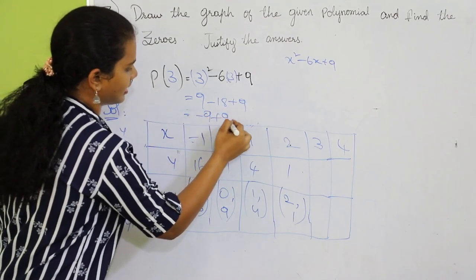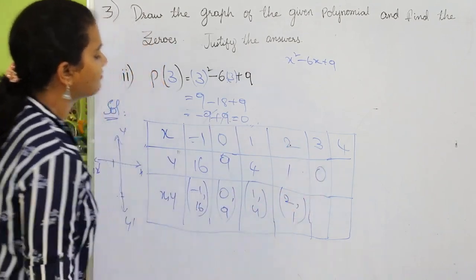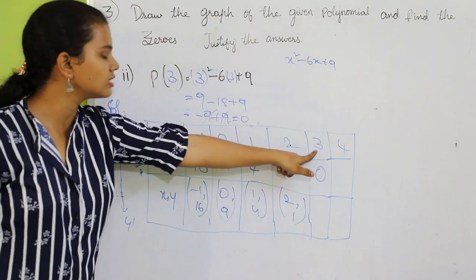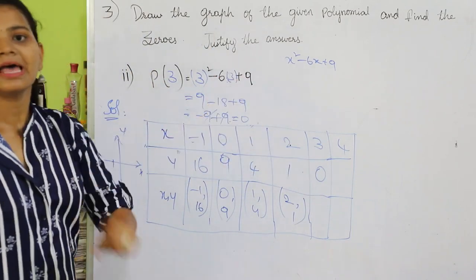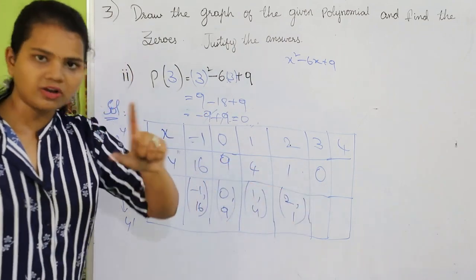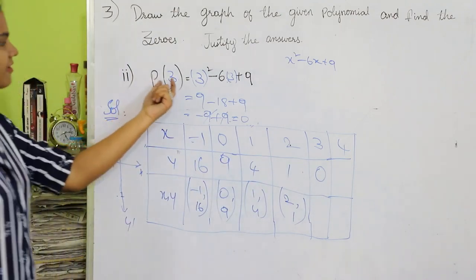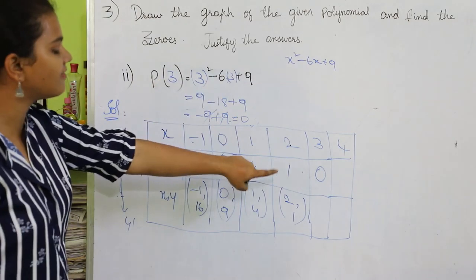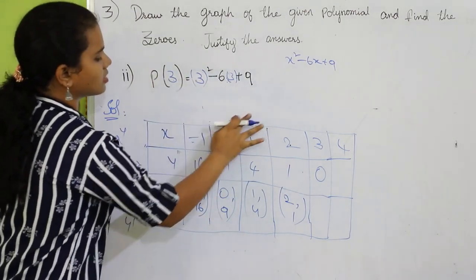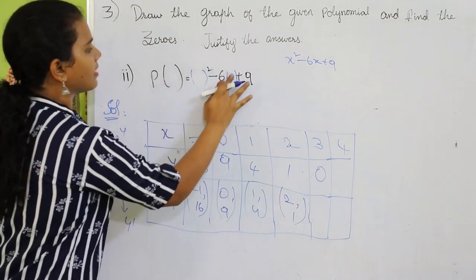Minus 9 plus 9 equals 0, where plus and minus cancel. So here we got 0. Therefore, I can say that for the given polynomial, p of 0 equals 3. So I got the value 0. If I solve this problem, I got the value 0. Therefore the zero of the polynomial for this given equation will be 3. That's what we can say.